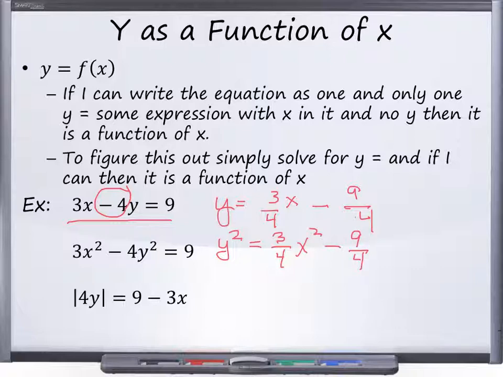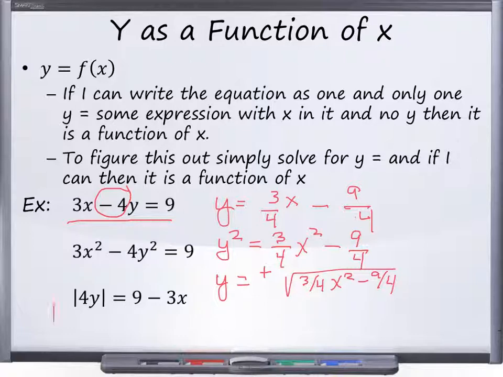Well, there still isn't one and only one y there. I have a y squared. So it's y equals plus or minus the square root of 3/4 x squared minus 9/4. Now, this is not a function, but if I erased the minus, that is now a function. Notice by erasing the minus, I can only have one or the other. I cannot have both to be a function.